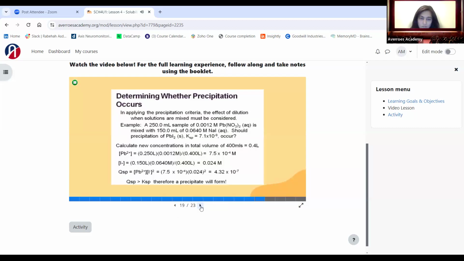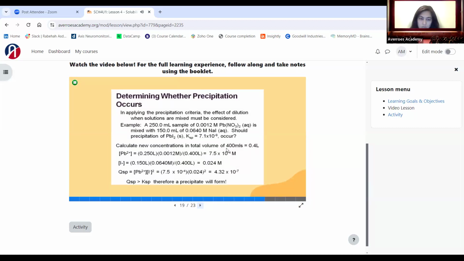However, when we're applying this criteria for determining if you have a precipitate, the effect of dilution when solutions are mixed must also be considered, right? When you mix two things together, they are diluted in some way. So for example, a 250 milliliter sample of 0.0012 molar lead nitrate is mixed with 150 milliliters of 0.064 molar NaI, sodium iodide. Should precipitation of lead iodide occur with the KSP of 7.1 times 10 to the negative 9?